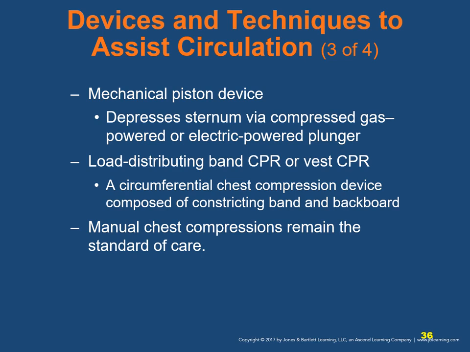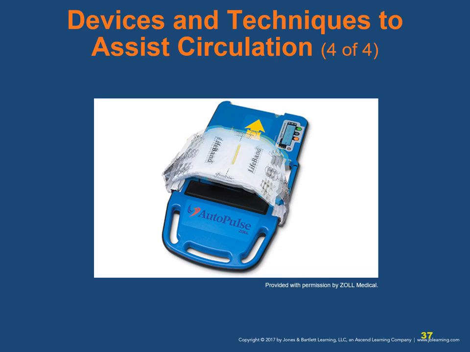Load distributing band CPR, or vest CPR. A circumferential chest compression device composed of a constricting band and backboard, electrically or pneumatically driven to compress the heart by putting inward pressure on the thorax. Manual chest compressions remain the standard of care. The figure on this slide is a load distributing band.